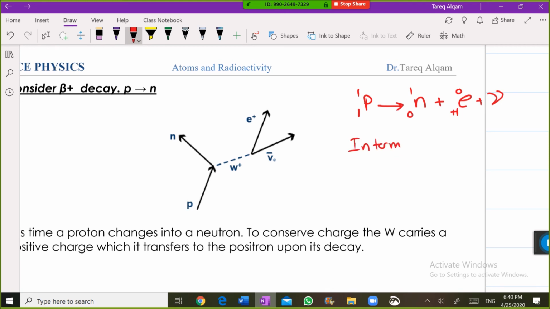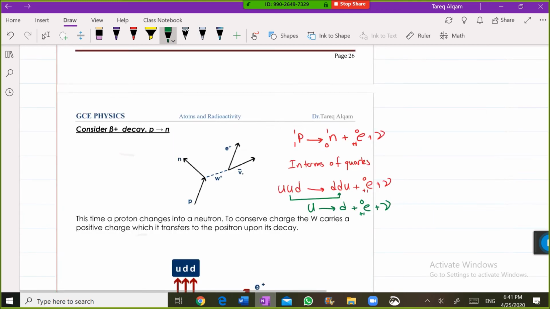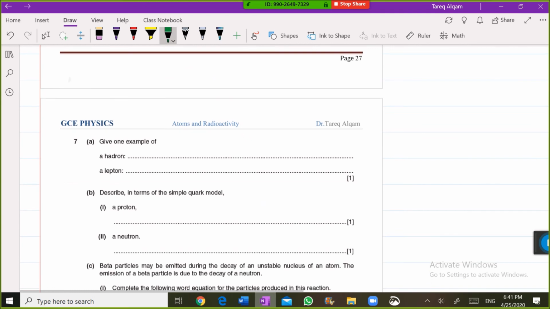بسيط. البروتون هو up up down هيعطيني down down up بلس البوزيترون بلس النيوترينو. فعليا جماعة هو ايش اللي تغير؟ الاب صار داون. الاب اعطاني داون بلس بوزيترون بلس نيوترينو. Guys, this is all what you have to know about the standard model.